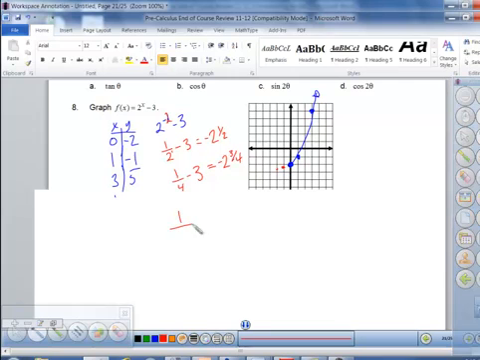2 to the 10th is going to be 1 over 1024 minus 3. Will that ever... Yeah, all that's going to do is just get really, really close to this line. So we know then that this guy is going to kind of go like this, and it's going to ride the line right here at -3. So what does that mean -3 is?